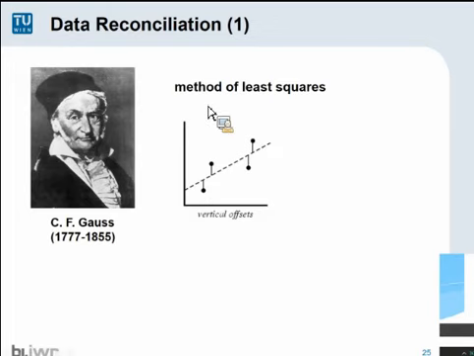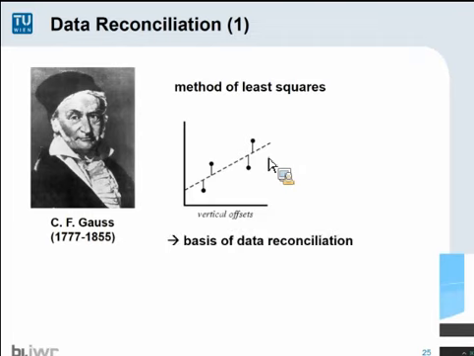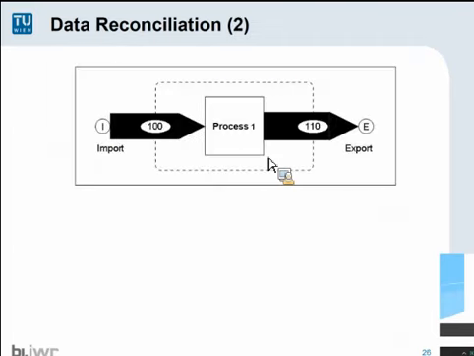And what is done here with the method of least squares is you take the distance from each point to this line, you square the distance and you sum them up, and then you get a number. When you now assume a different line, you will get a different number. And the method of least squares says that the best line is the one where the calculated number is the least. So that's the method of least squares, and that's the basis of data reconciliation. But that's not so important for you.